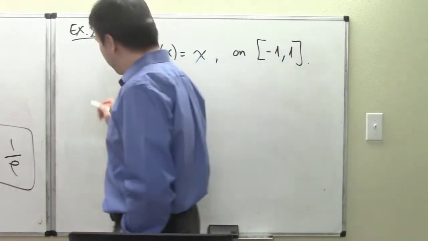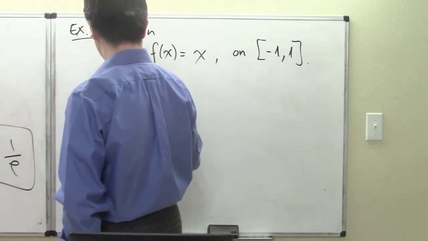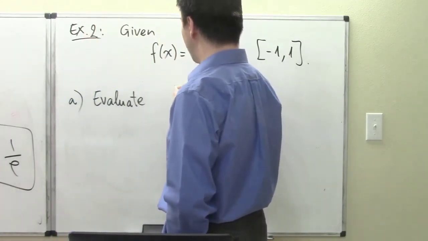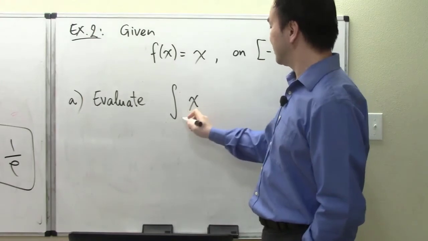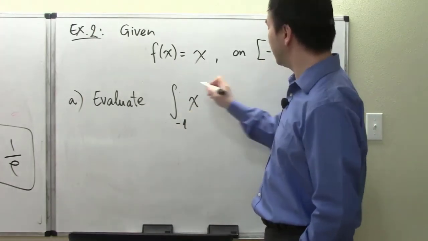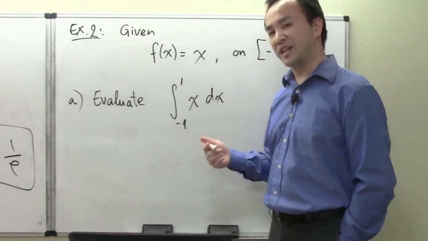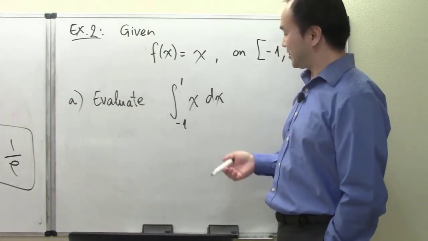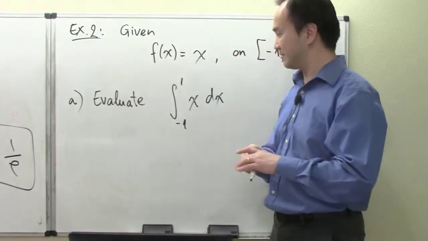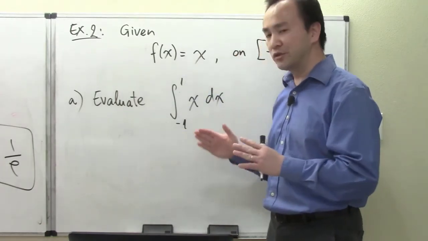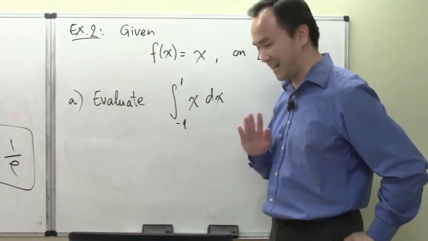Question A of example 2 simply asks us to evaluate the integral of this function f of x over the interval from -1 to 1. Or another way of saying it, to get used to it, we're going to integrate. Now, in the way it's worded, we simply treat this problem as a definite integral problem, and that's all it is.